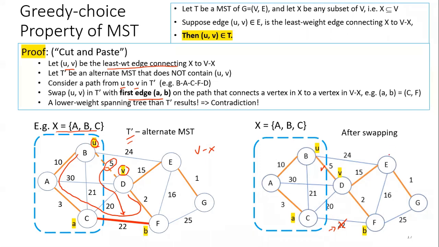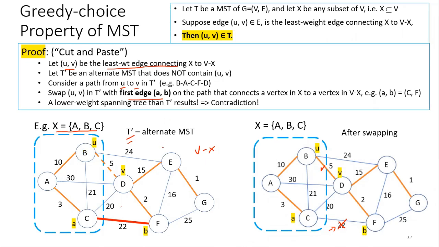So the rest of the T prime remains the same, and you've essentially found a contradiction. Yes. So the first edge is essentially, now we're taking the path. Let me draw that again. So we've got UV, okay, and we're saying that there is only one simple path between U and V on T prime.